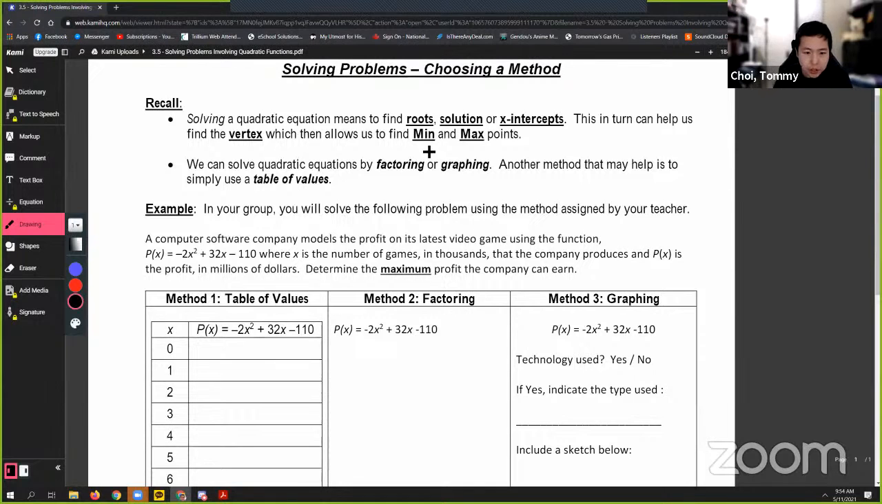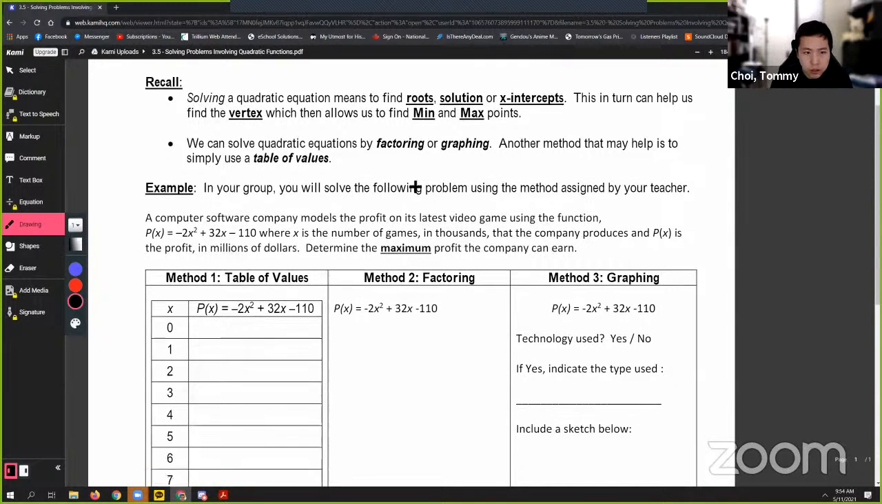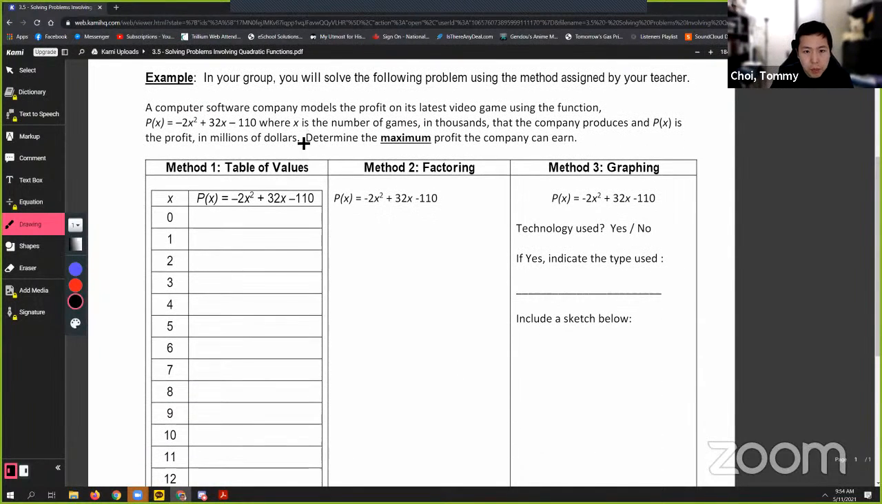We have table of values, we got factoring, and we got graphing, okay? If you use technology to graph it, like Desmos, or if you have a graphing calculator and you know how to use it, you can use that as well, right? But Desmos is pretty good. If you use Desmos, just say use Desmos and then include the sketch and tell me the roots, right?